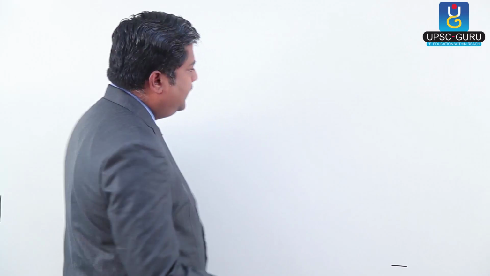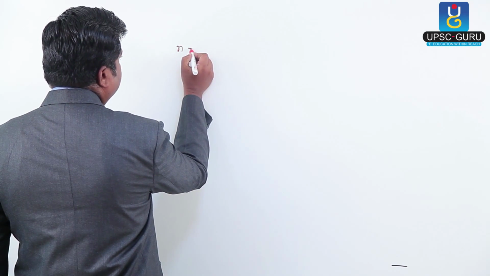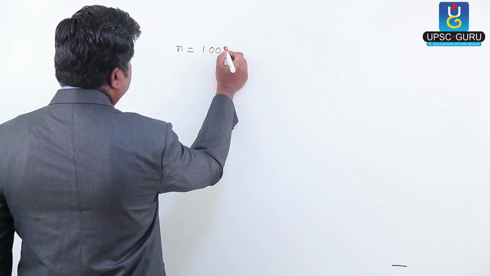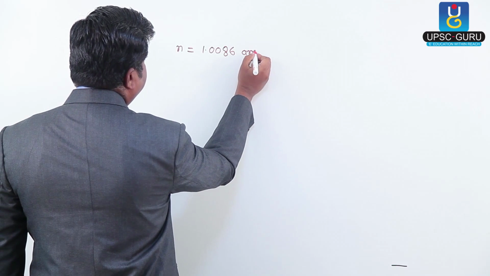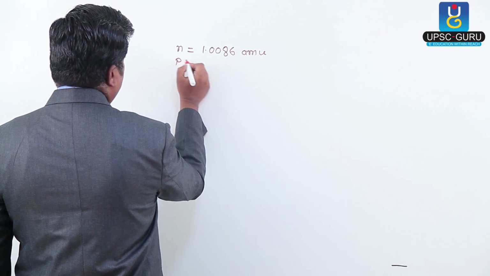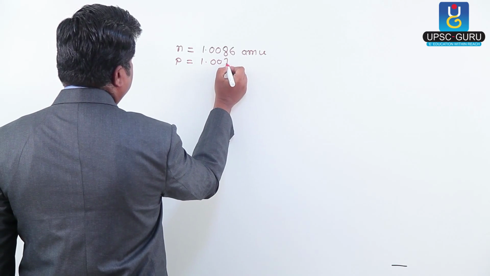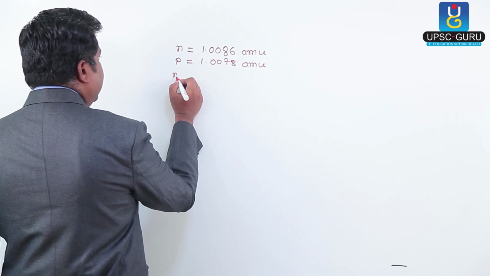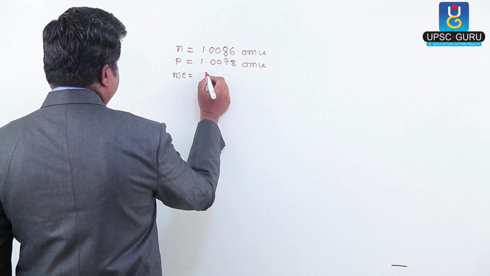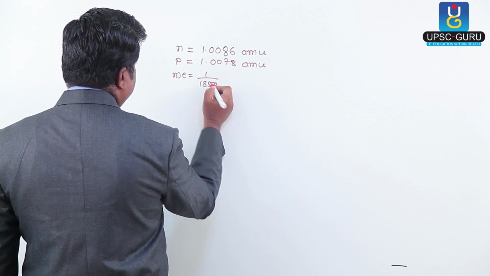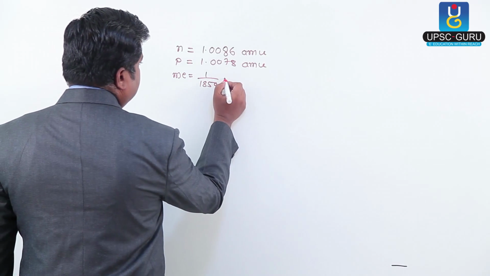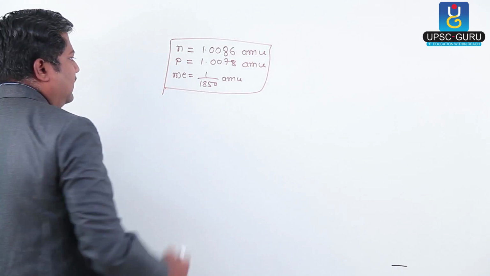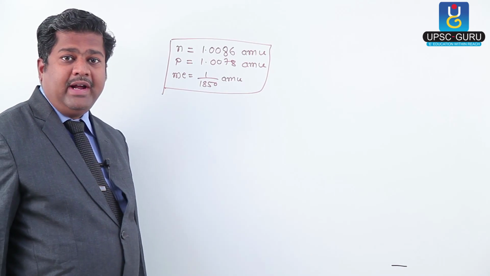As you are aware, the mass of a neutron I can give this way, that is 1.0086 AMU. The mass of a proton I can give 1.0078 AMU. The mass of an electron is approximately 1/1850 AMU. If these three masses are known, can I determine the mass of hydrogen?